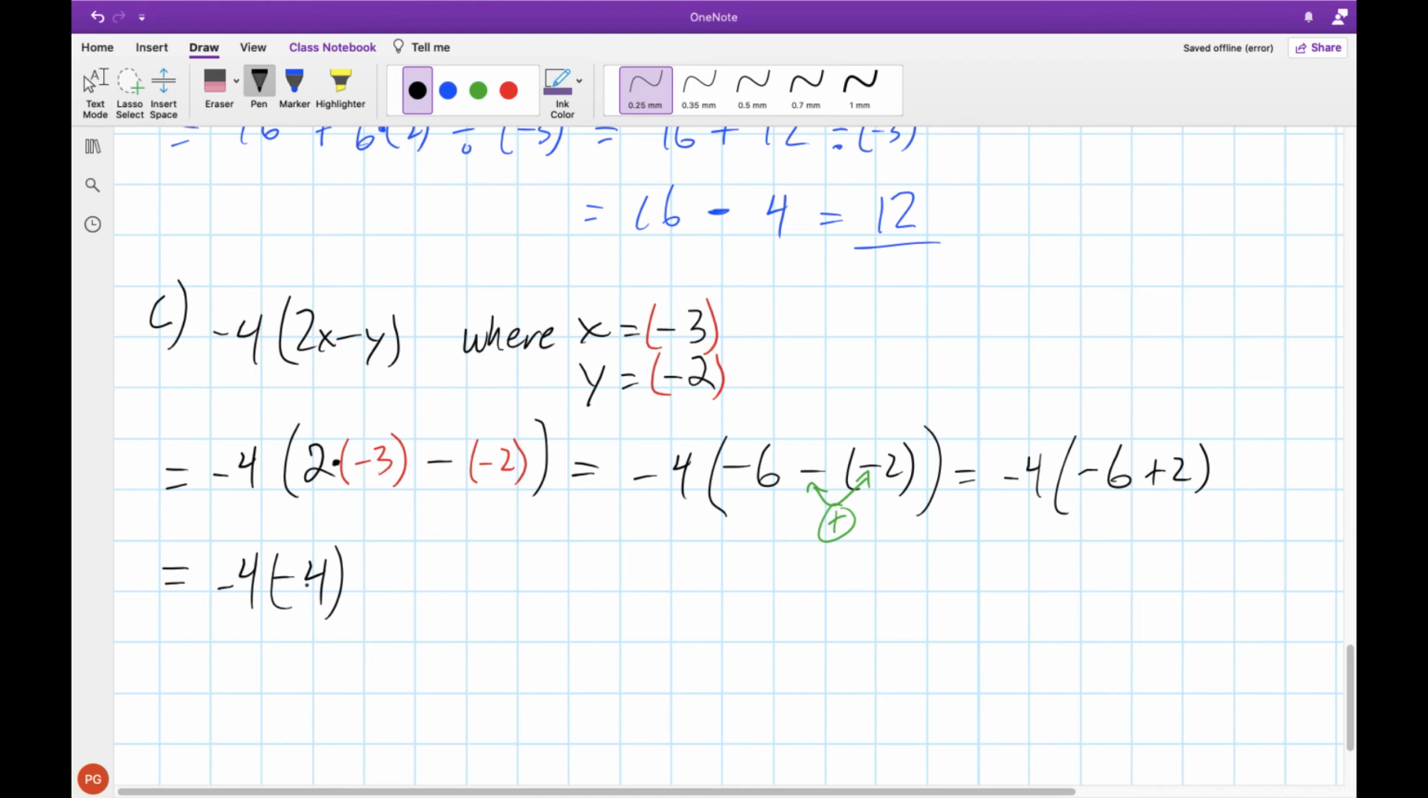Remember, a number outside a set of brackets here is the same as multiplying. Negative times a negative gives us a positive. 4 times 4 gives us 16.